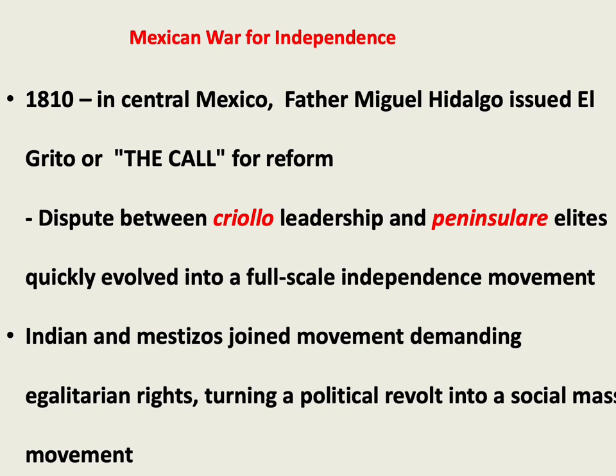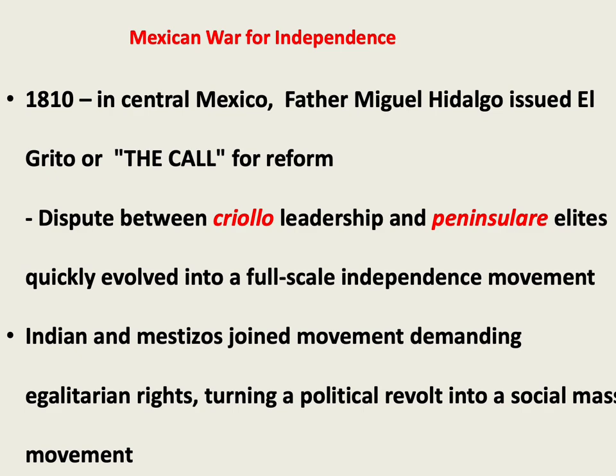And behind a lot of this was the dispute that I mentioned a few minutes before between the Creoles, Spaniards who had been born in Mexico, and the Peninsulares, who were Spaniards who'd been born in Spain. And the Peninsulares just felt that they were culturally elite, more educated. And this was one of the root causes. Well, the Indians and mestizos, the mestizos being part Indian and part Spanish, tended to have much darker skin than the Spaniards and felt discriminated against. They joined the movement demanding equal rights or egalitarian rights. And so now this political dispute became a social mass movement.